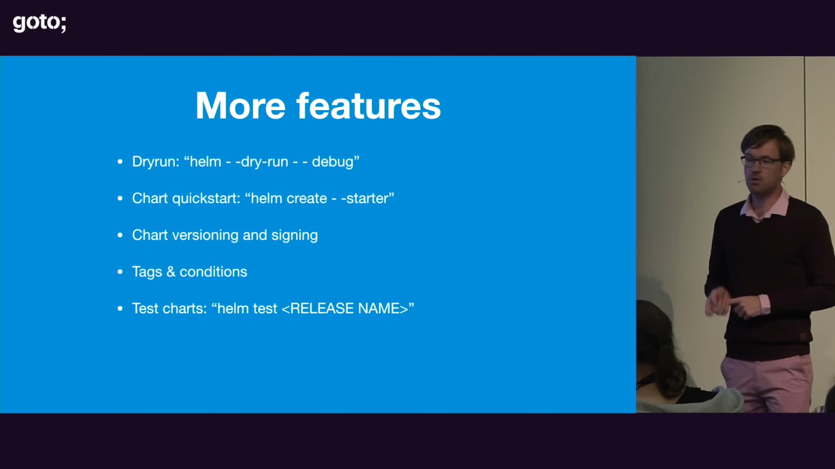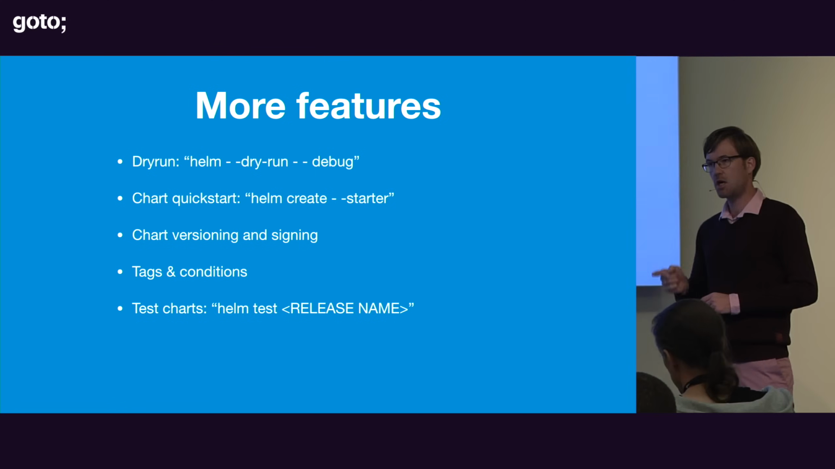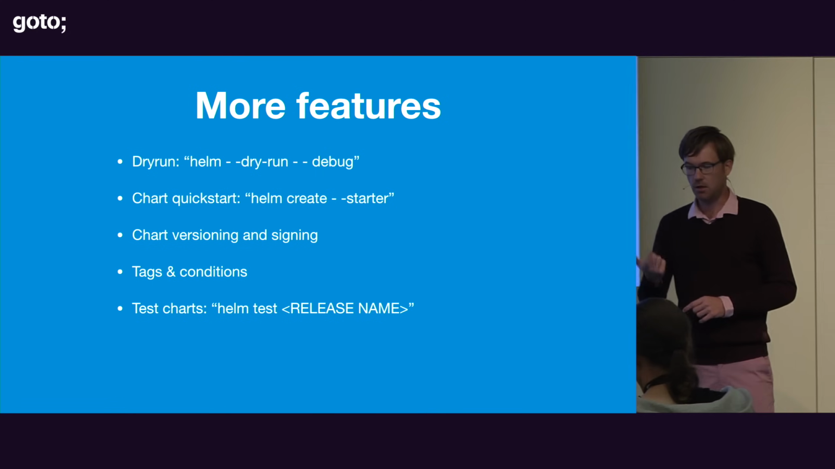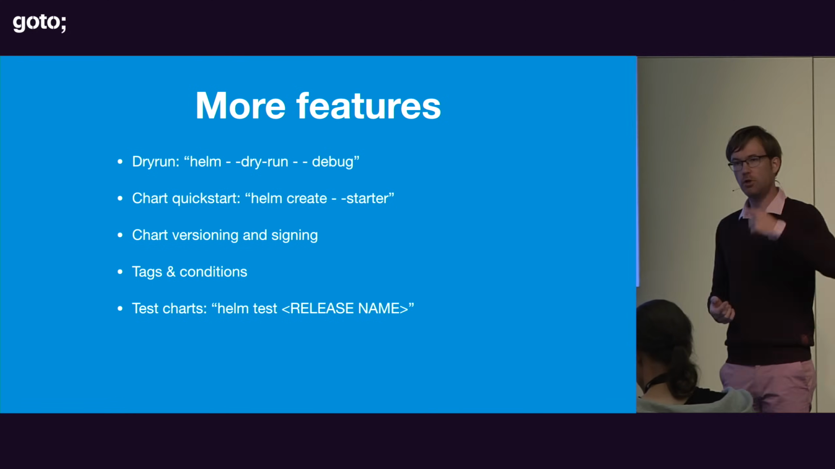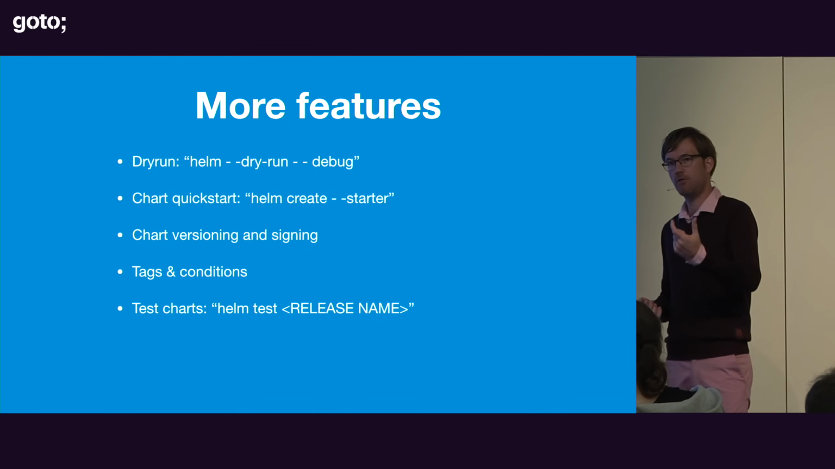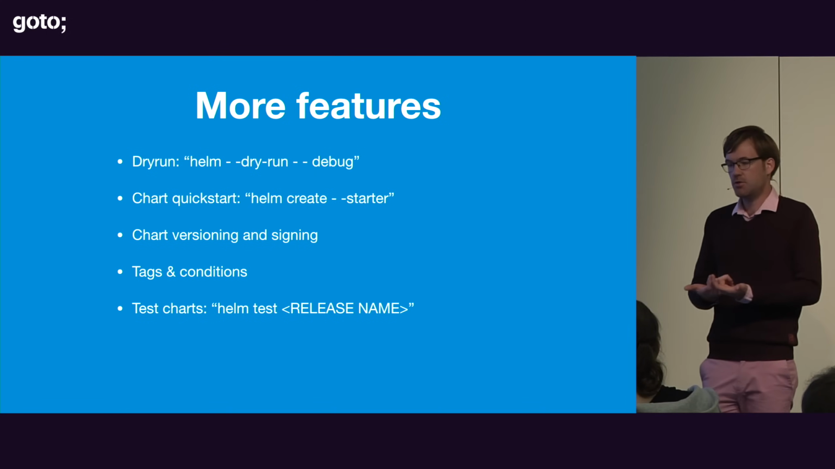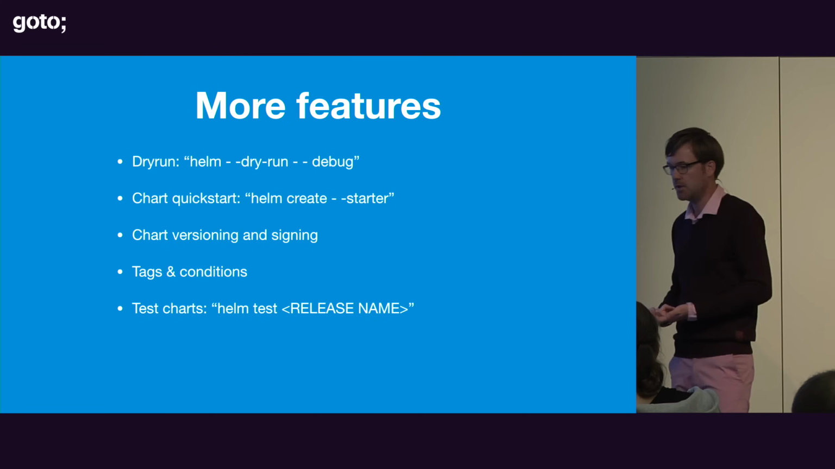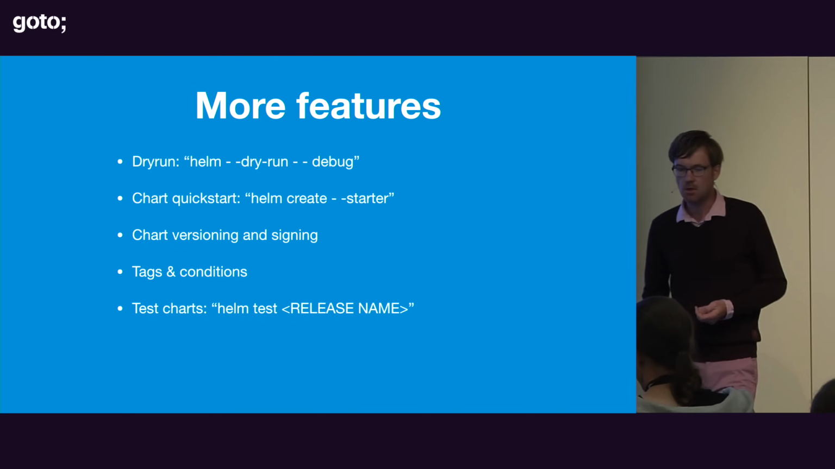I showed chart versioning. There's also an ability to sign your charts, and this is a nice option if you share your charts in a different environment. You can generate an integrity key hash with your chart, and then on the install or on the upgrade command, you can say to Helm, please verify the integrity of this chart. Because you're deploying stuff inside production clusters, you might want to be 100% sure that the thing you deploy doesn't contain anything that shouldn't be there. So this allows you to check that against a known value.